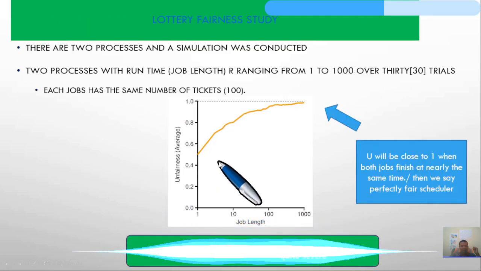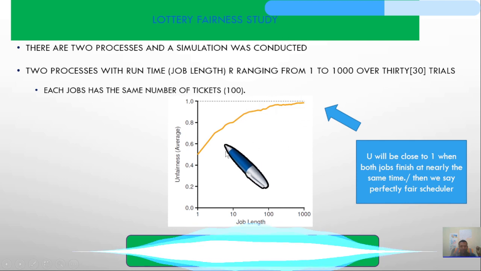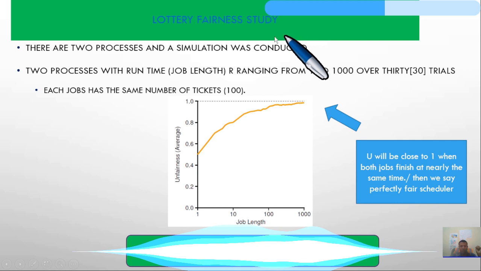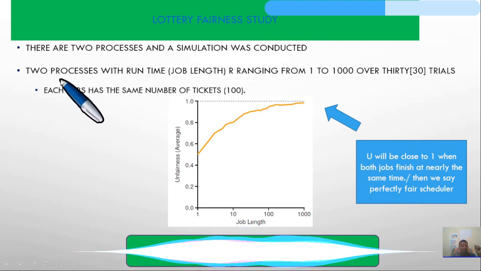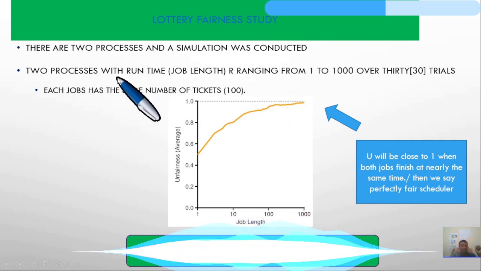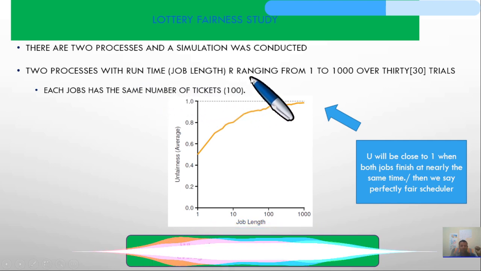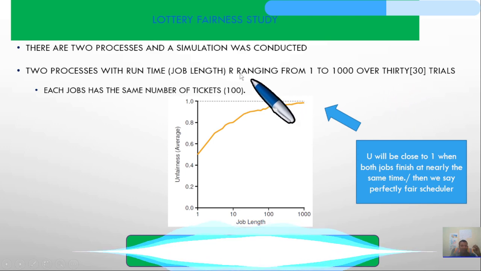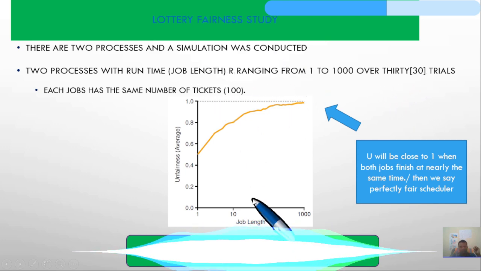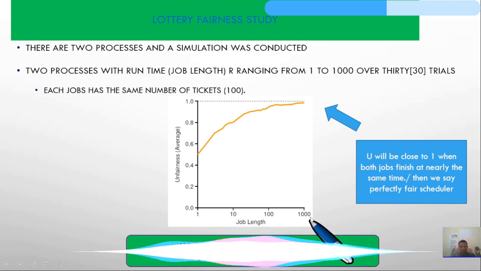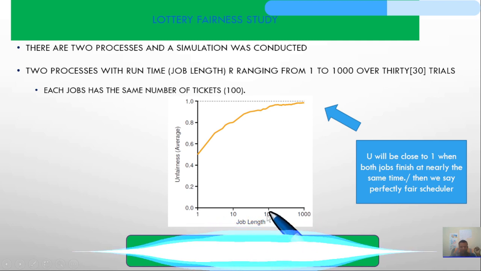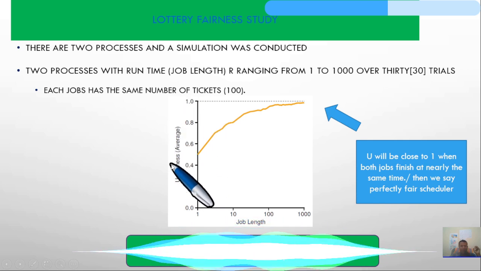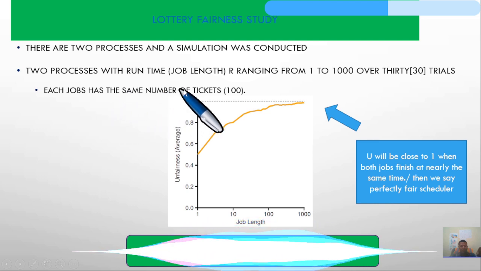As you can see, a lottery fairness study was done with two processes, and a simulation was conducted. In this simulation, two processes had runtimes with job lengths ranging from 1 to 1000. Over 30 trials were conducted. The x-axis shows job length and the y-axis shows the average unfairness. And each job has the same number of tickets.